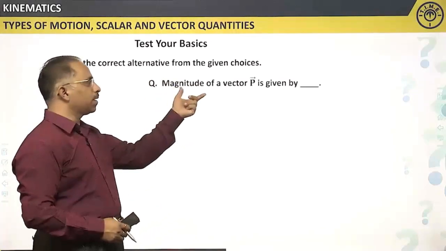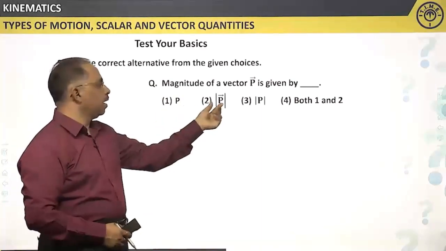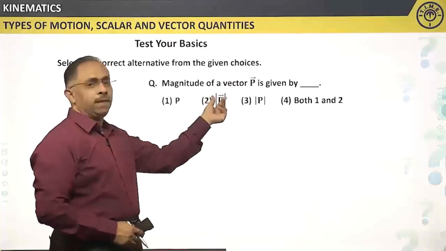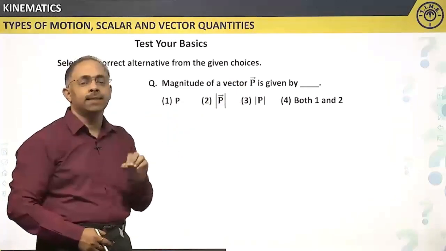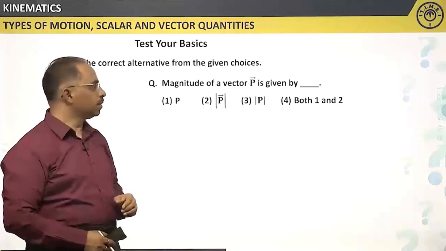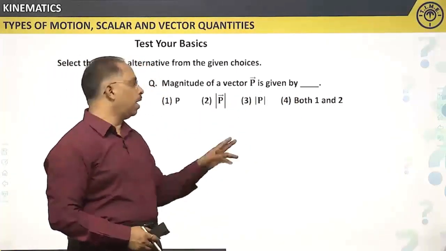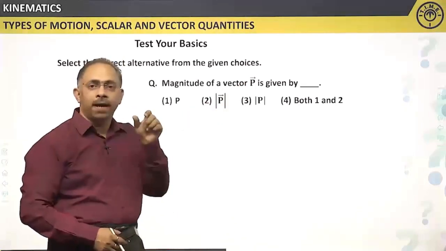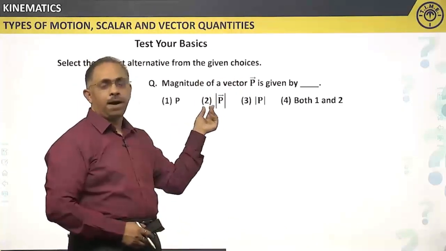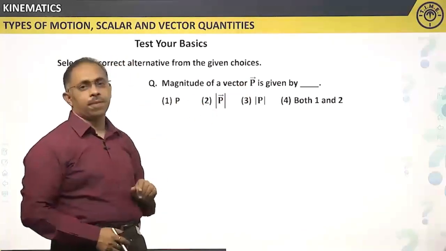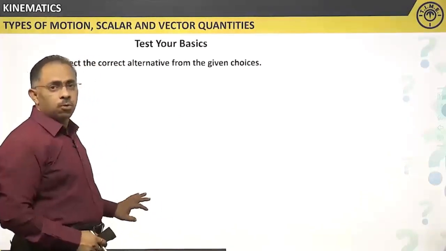If magnitude of a vector P is given by, there are 4 choices over here. P and this is mod of P. P bar is there here. This arrow above the P indicates that it is a vector quantity. Then P and both 1 and 2. Whenever I have the vector this way, magnitude will be represented by the modulus symbol on the vector P or without the arrow this way. So, the answer will be both 1 and 2. Clear? Let us move on to the next question.